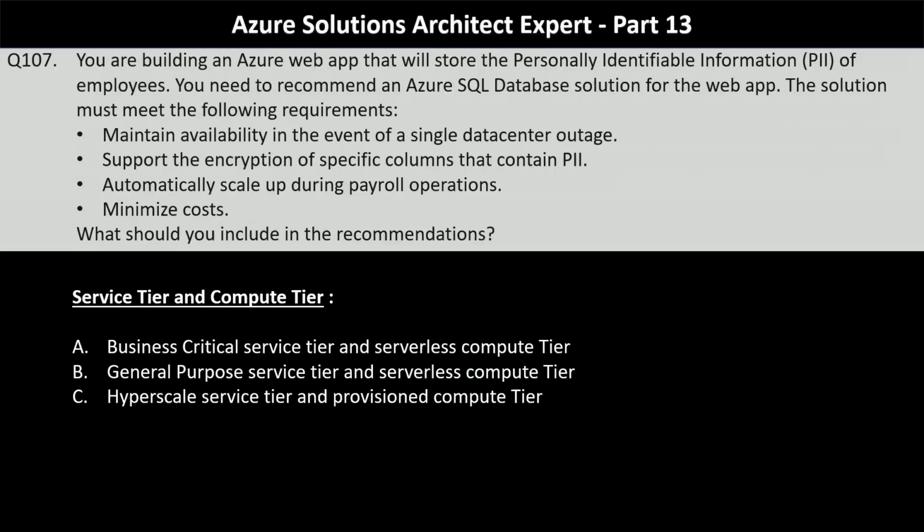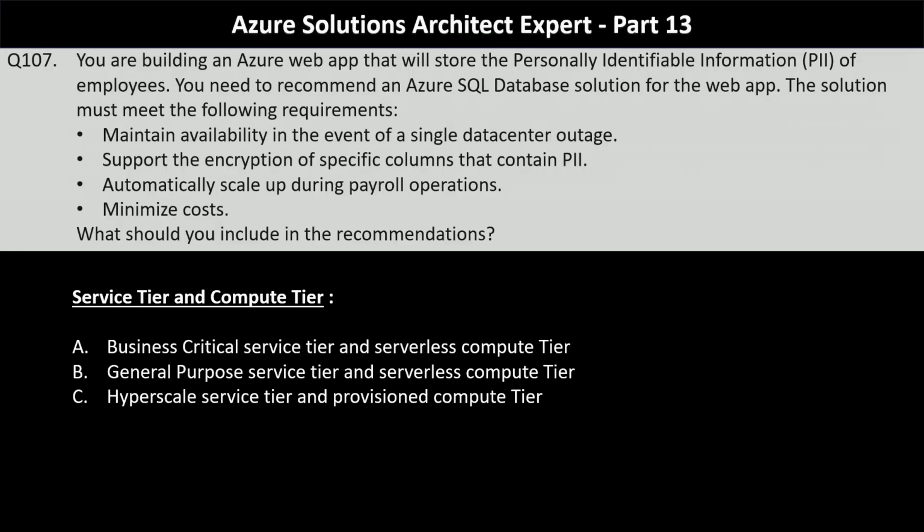Let's move to question number 107. You are building an Azure web app that will store the personally identifiable information of employees. You need to recommend an Azure SQL database solution for the web app. The solution must meet the following requirements: maintain availability in the event of a single data center outage, support the encryption of specific columns that contain PII, automatically scale up during payroll operations, minimize costs. What should you include in the recommendation?